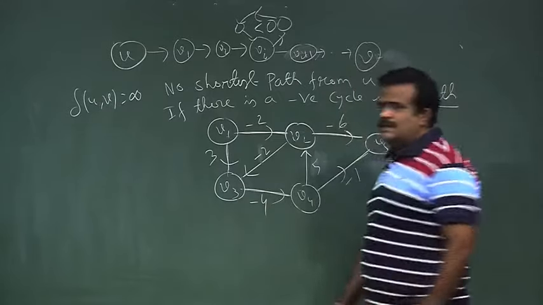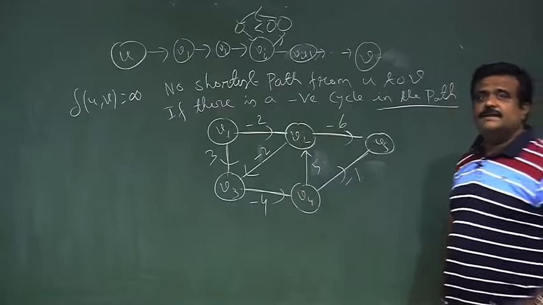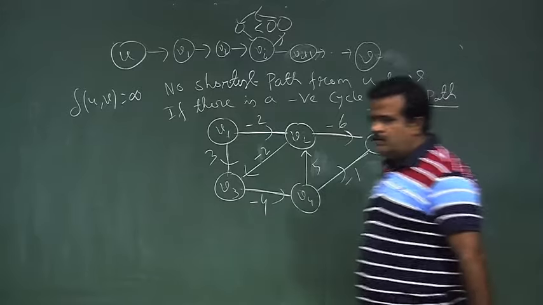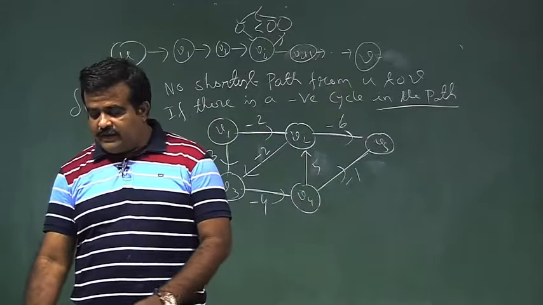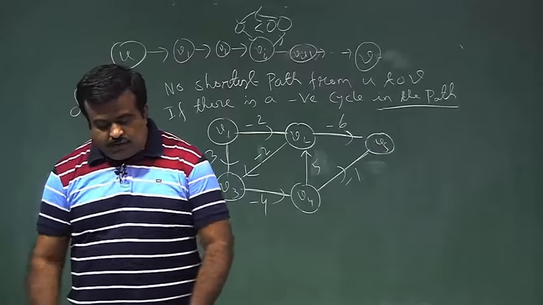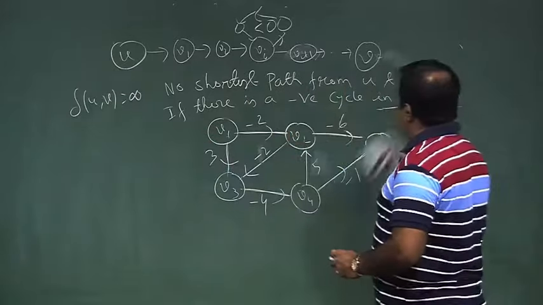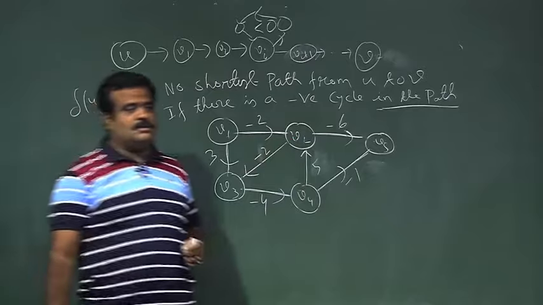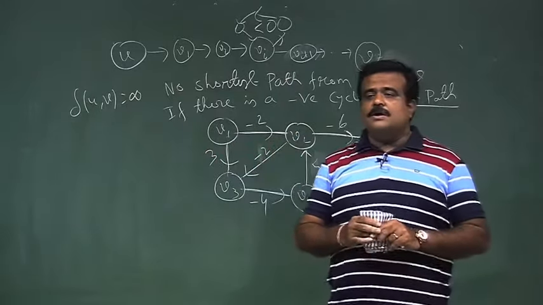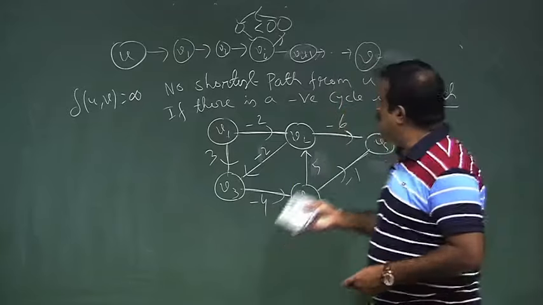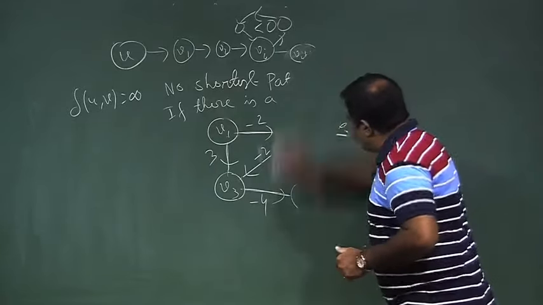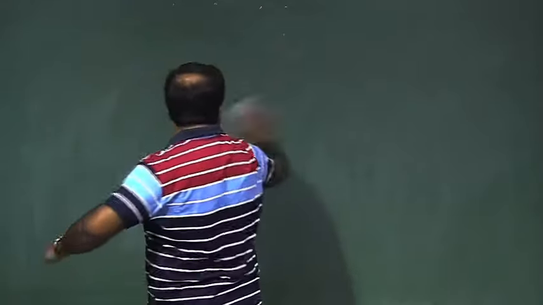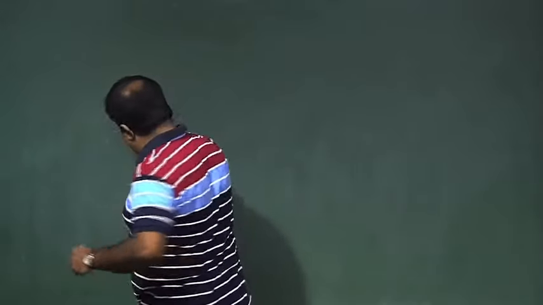If there is a negative cycle in a path from U to V, then there is no shortest path from U to V. So, that also we have to take care of; if there is a negative weight cycle, then we should be able to detect that. Now this is our problem, called the shortest path problem. So, how can we find the shortest path or the weight of the shortest path? Basically we want to find the delta.